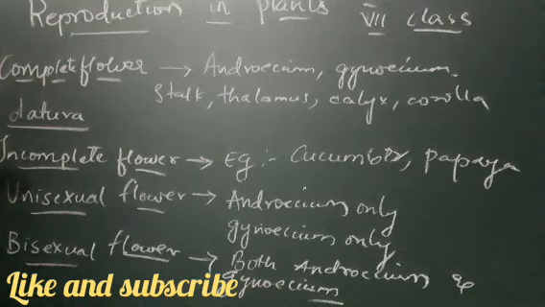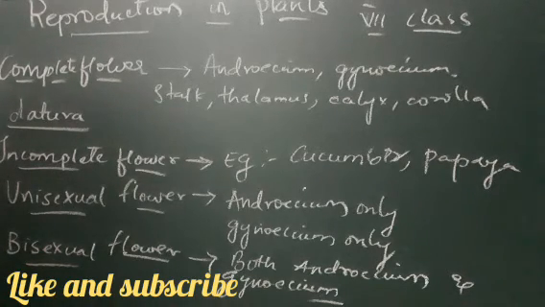More, we can find out by using the bottle gourd, watermelon and papaya, or any other plants bearing unisexual flowers, whether the male and female flowers are borne on the same plant or on separate plants. Similarly, you can collect hibiscus or cucumber or datura, any flower available near you. You can take those and observe the parts of the flowers, androecium and gynoecium.